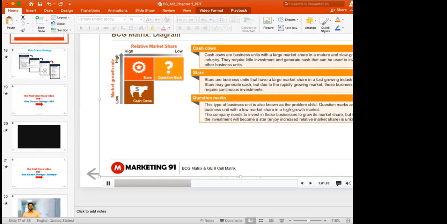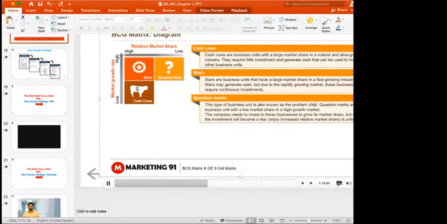Question marks. This type of business unit is also known as the problem child. Question marks are business units with a low market share in a high growth market. The company needs to invest in these businesses to grow its market share, but whether the investment will turn it into a star, with increased relative market share, is unknown.